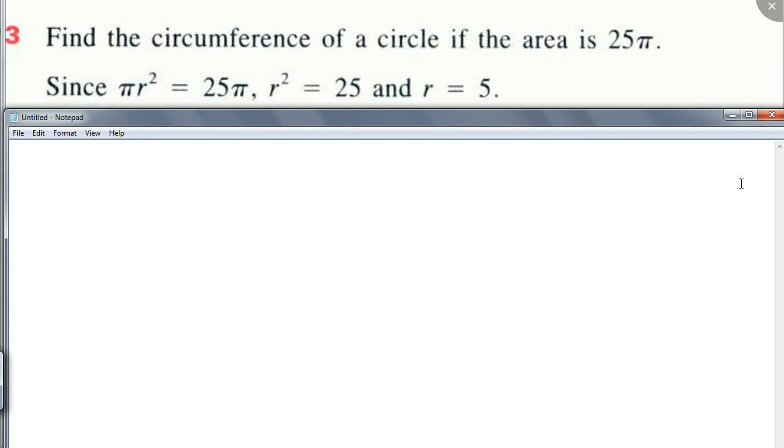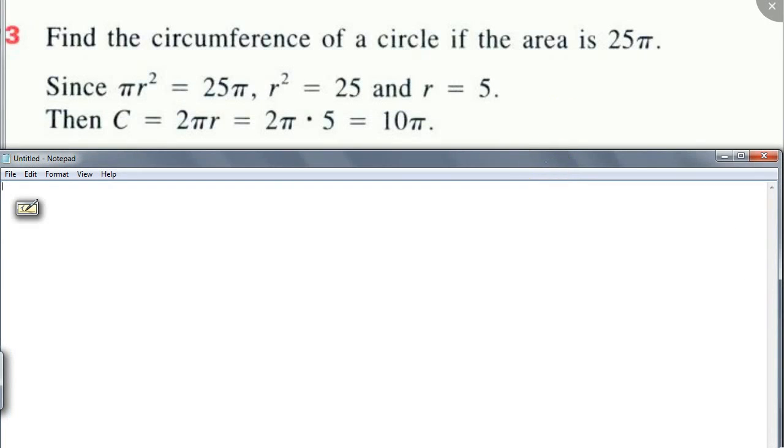And of course, when you square root both sides, you get positive or negative 5, but radius can't be negative, right? Once you know the radius, did you all get twice that times pi? So you get 10 pi as the circumference. Pretty straightforward? Easy enough?